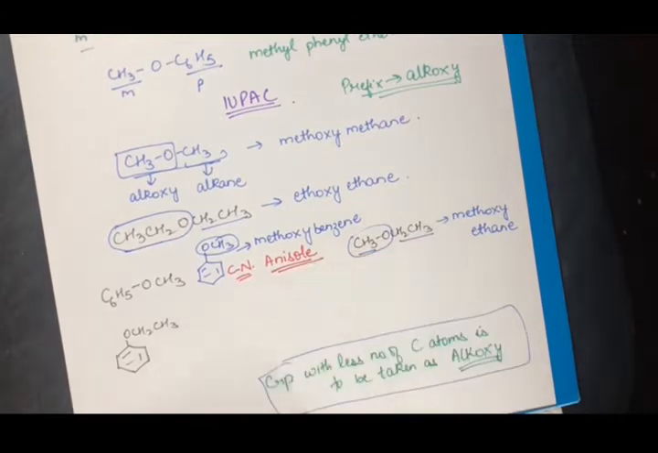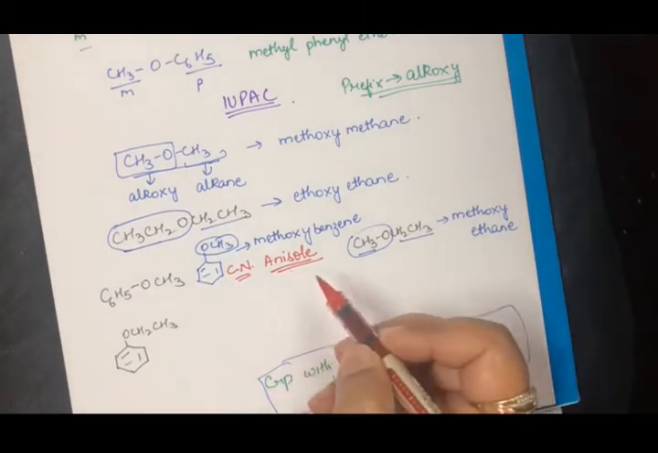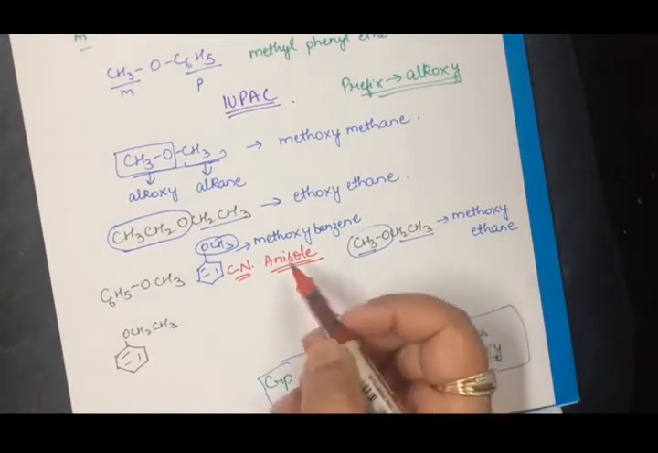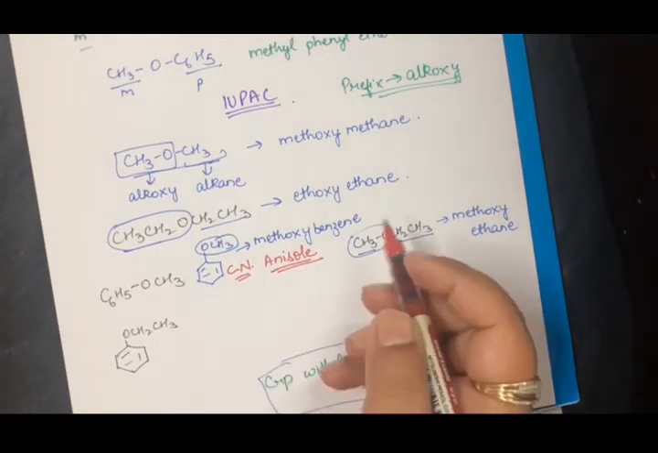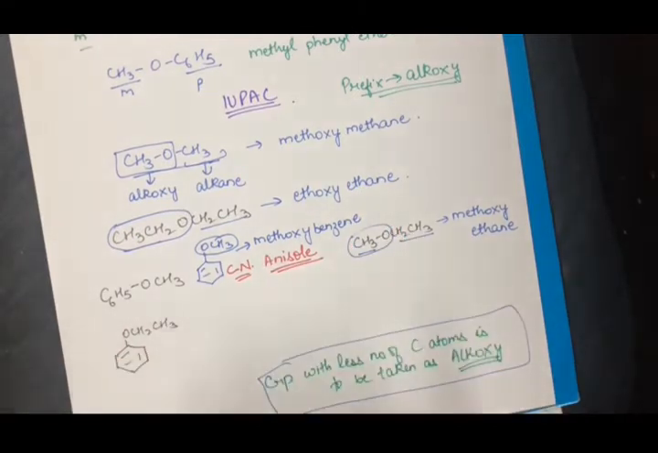In the questions it might be given to you the common name, and you'll have to do some conversion or any other test that you need to do, and the name is given to be anisole. So you have to remember what is anisole. Anisole is methoxy benzene. Now what about this?